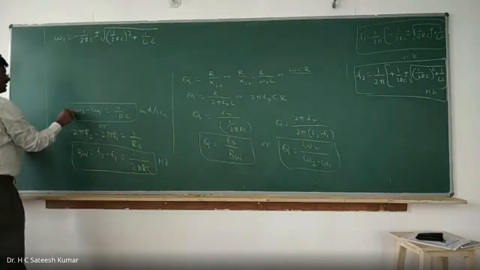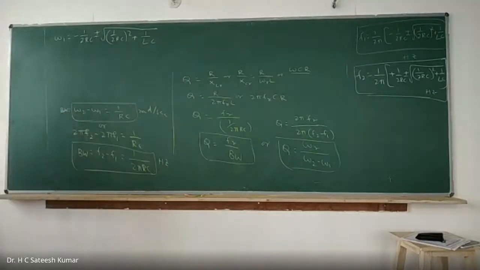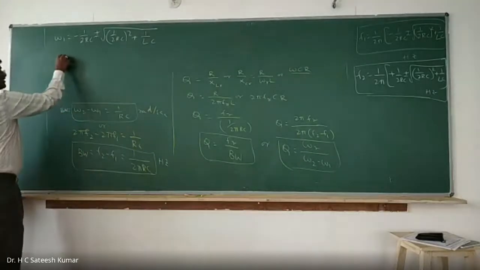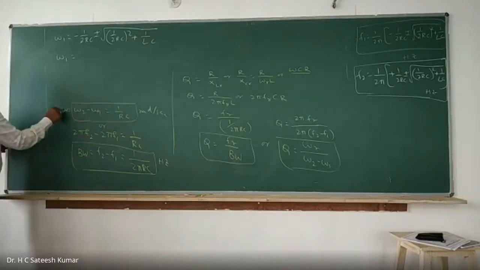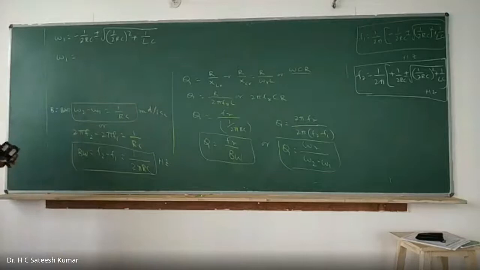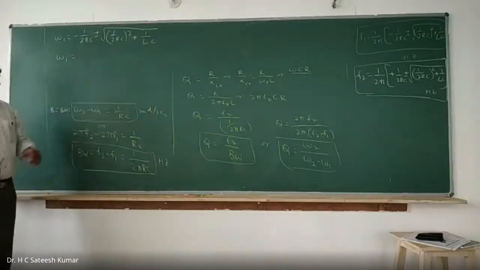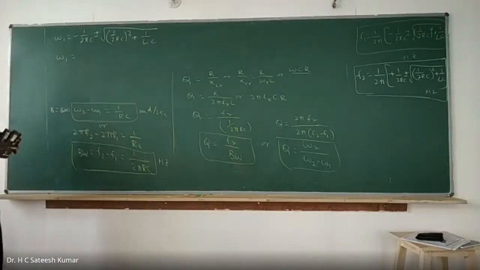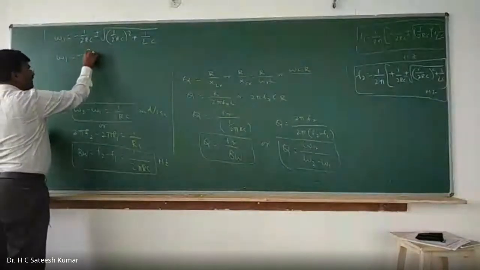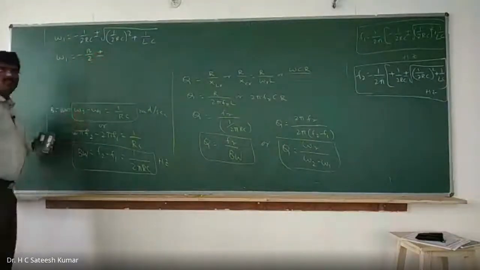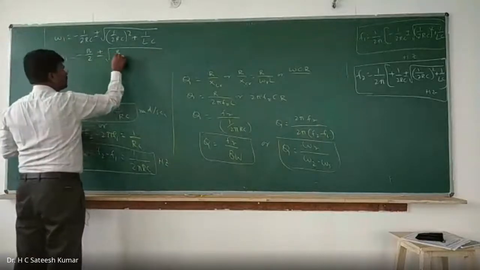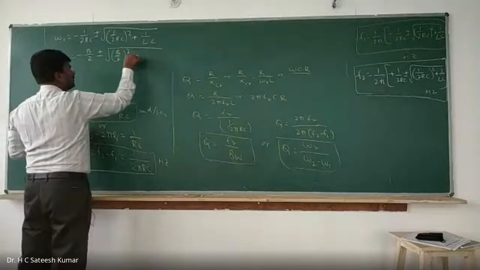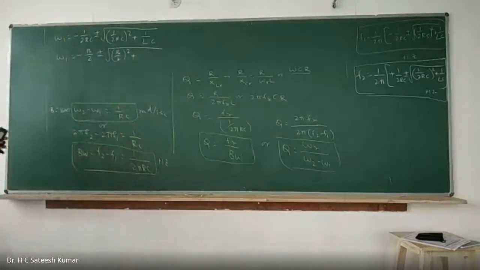This is nothing but the bandwidth in terms of omega 2 and omega 1. Therefore, omega 1 is equal to 1 by RC. Let us call this bandwidth B. Omega 2 minus omega 1 is 1 by RC. Therefore, in place of 1 by RC, I can write minus B by 2 plus or minus square root of (B by 2) whole square plus 1 by LC, in terms of resonant frequency also.